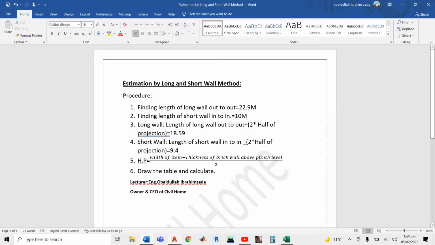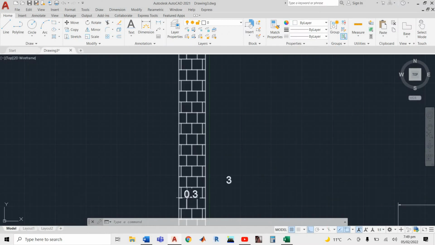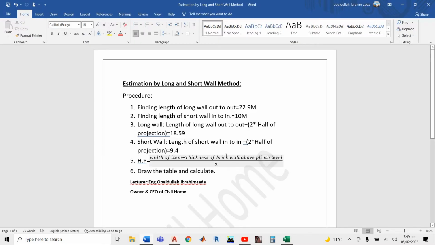So the width of your long wall is 0.9 minus the thickness of brick wall above plane level, which is 0.3, divided by 2. 0.9 minus 0.3 becomes 0.6. 0.6 divided by 2 is 0.3. So your half of projection becomes 0.3. Now, what should you do? 0.3 multiplied by 2 is 0.6.